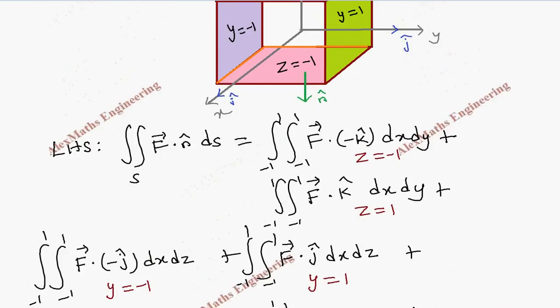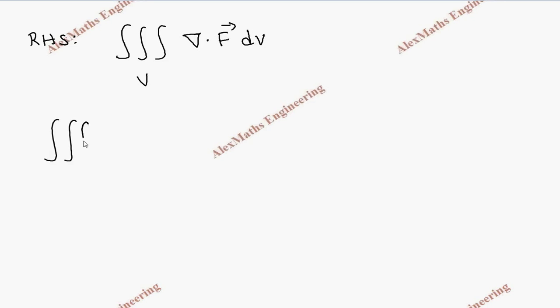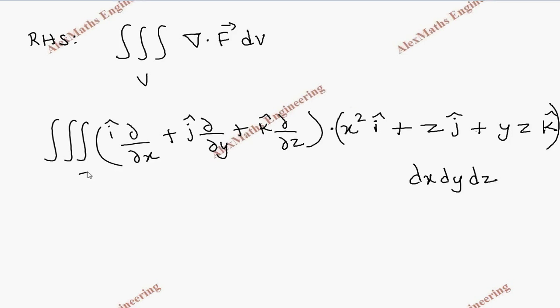Now coming to the right hand side of the Gauss divergence theorem, we have the triple integral of del dot f vector dv. So we are going to write that separately. RHS is triple integral over V of del dot f vector dv. So here we have the triple integral, where del is i cap into dou by dou x plus j cap into dou by dou y plus k cap into dou by dou z, with this dot of f, which is taken from the question, this whole thing, and we have dv, which is dx dy dz, and the corresponding limits are from minus 1 to plus 1 for x, y and z.